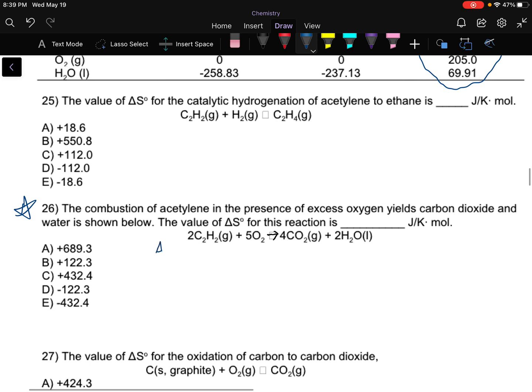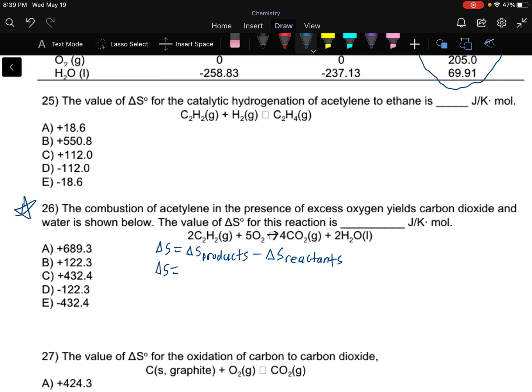So in order to find the total entropy change for this reaction, we'll first have to calculate the change in entropy of the products minus the change in entropy of the reactants. And remember that in order to find the change in entropy for each substance, you'll have to calculate the number of moles involved in the reaction times the specific value for the change in entropy.